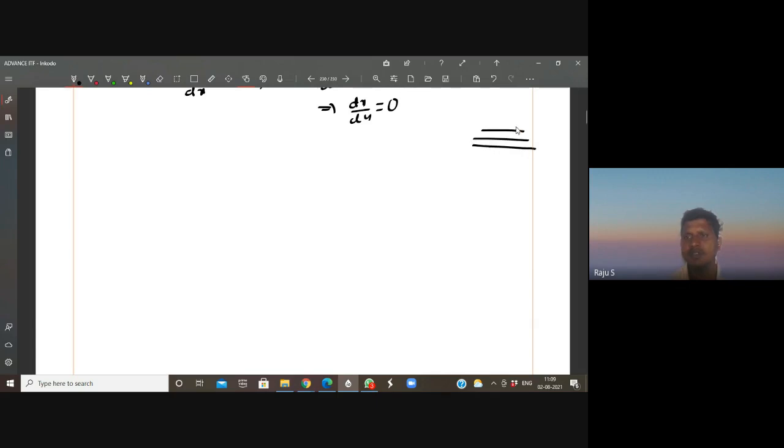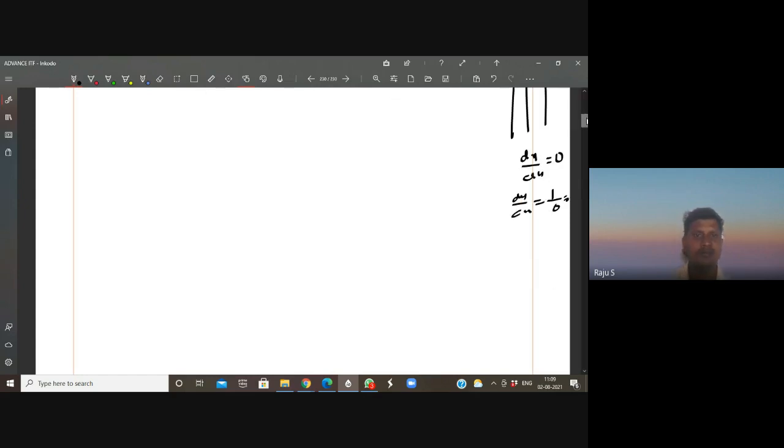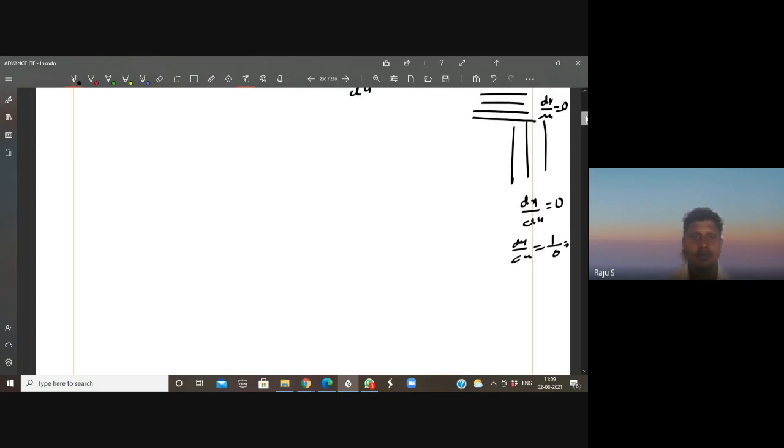X-axis is a horizontal line, any line which is parallel to x-axis. So the slope of a horizontal line is dy by dx is equal to 0. The slope of any vertical line is dx by dy is equal to 0, or else simply dy by dx can be written as 1 by 0, that is infinite, undefined. The slope of the vertical line is not defined. Right, students. Partial derivatives and all we'll discuss later.